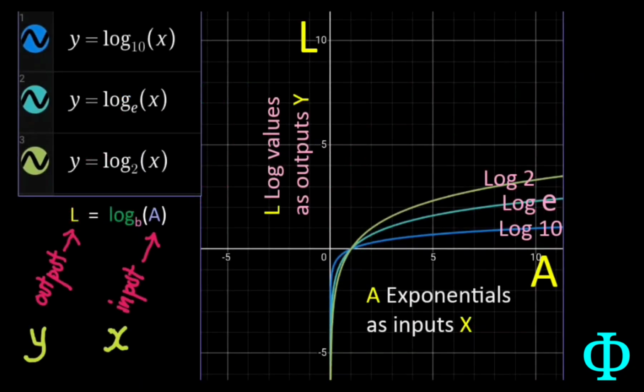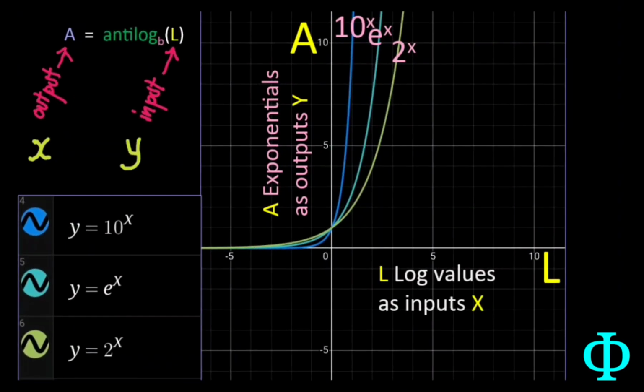Open Desmos and enter the log functions for bases 2, e, and 10. Pause the video. Once you are satisfied with your work, make those three function lines invisible. Now enter the three exponential functions, 2, e, and 10, to the x. Pause the video. When you are satisfied that you have done this correctly, make all of the function lines visible.